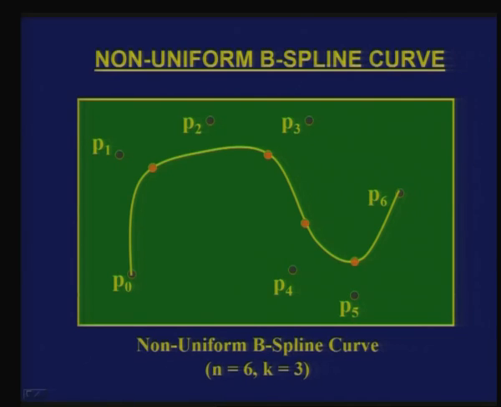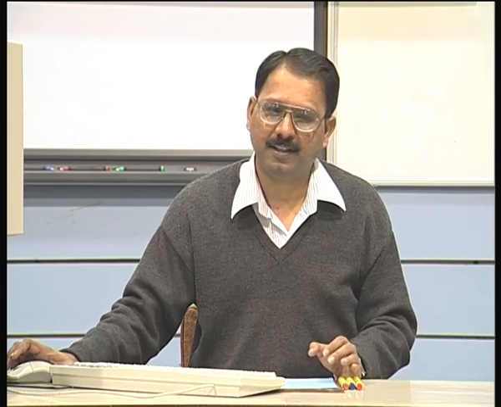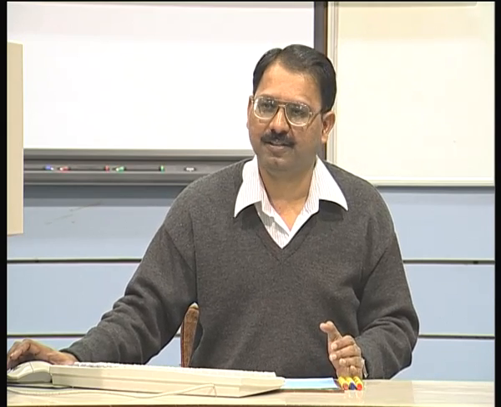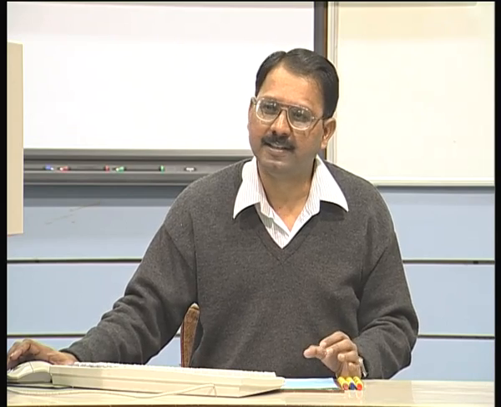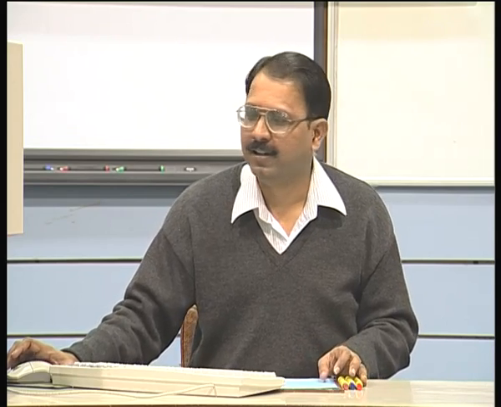Now, when I go to the second portion of the curve, that is when u ranges from 1 to 2, the control points which are affecting are P1, P2 and P3, whereas P0 has no effect on the curve. Neither do the points P4, P5 and P6 have any influence. Suppose I choose, let us say, k is equal to 4, then the influence is restricted to 4 control points on any segment of this particular curve.